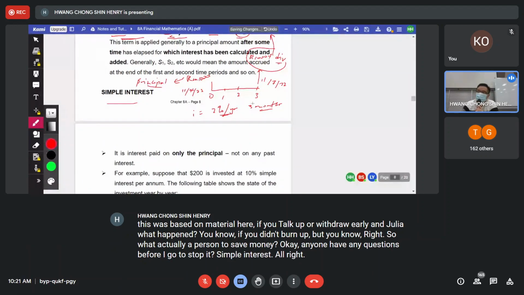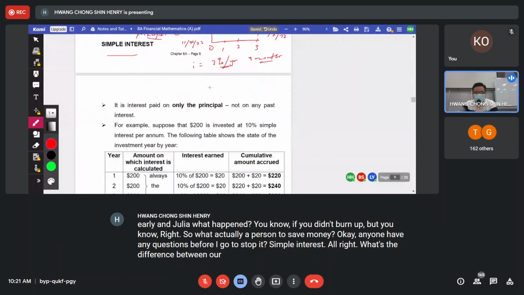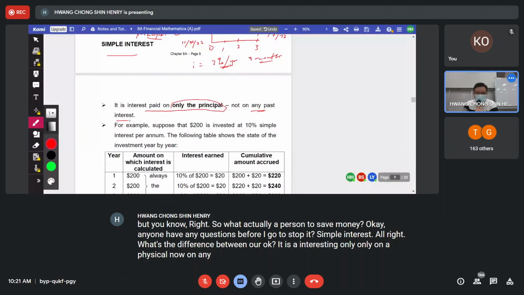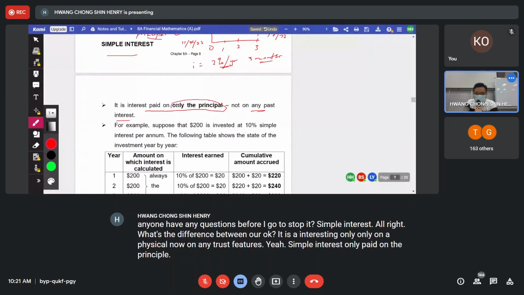All right, what's the difference between simple and compound? Simple interest is interest paid only on the principal, not on any past interest. See, simple interest is only paid on the principal. The word here is "only", highlight this word.